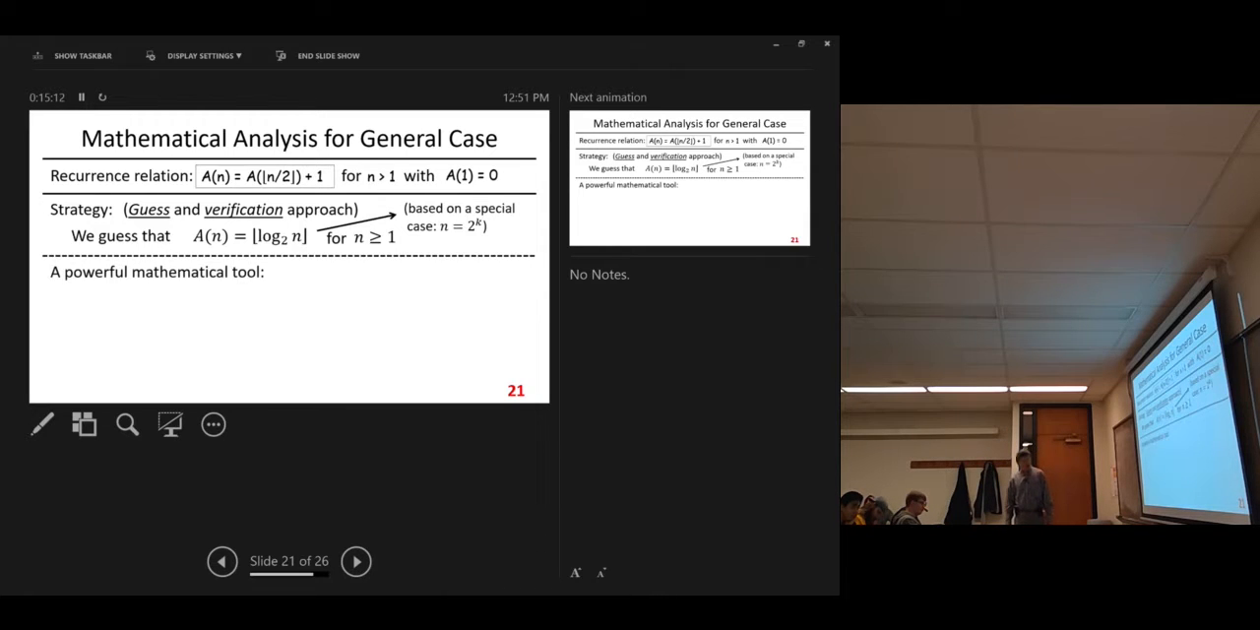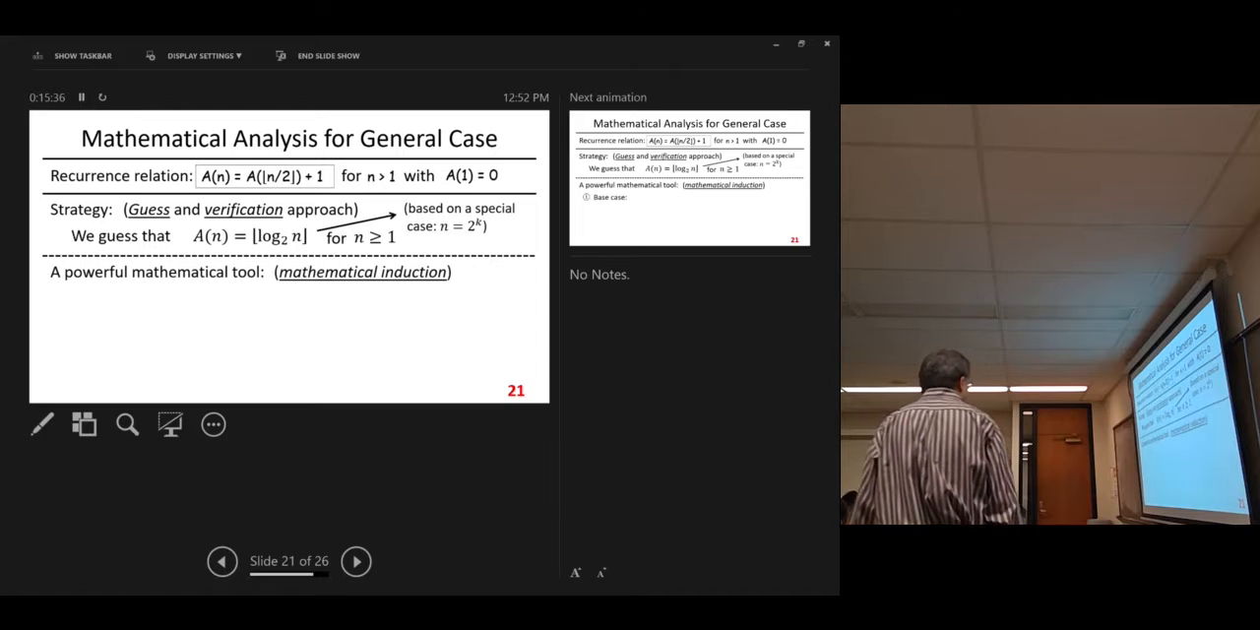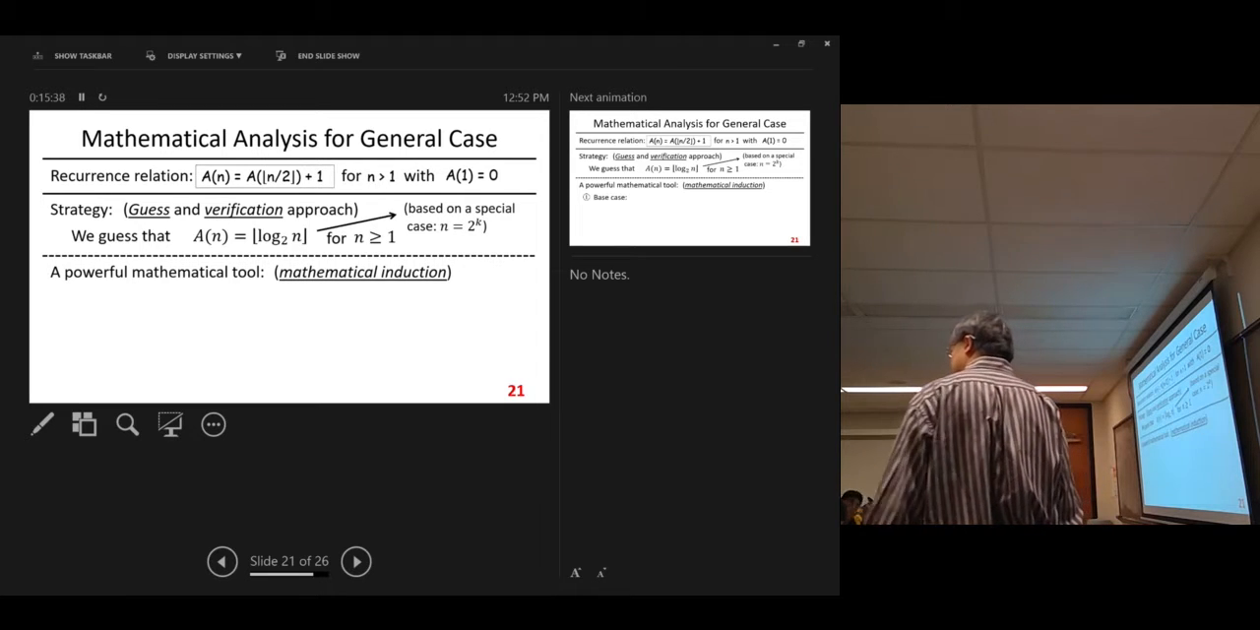Okay. How to prove it? We use a powerful mathematical tool to prove it. Very powerful tool. You learn it in discrete math. Mathematical induction. Yes. Here, let's apply mathematical induction.